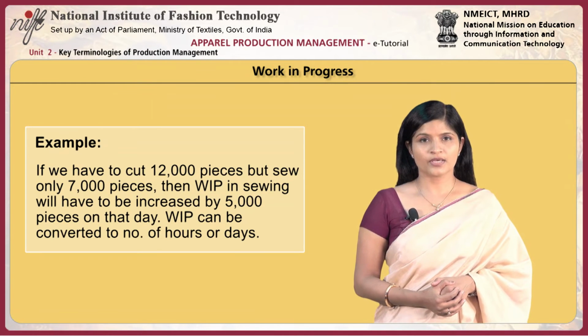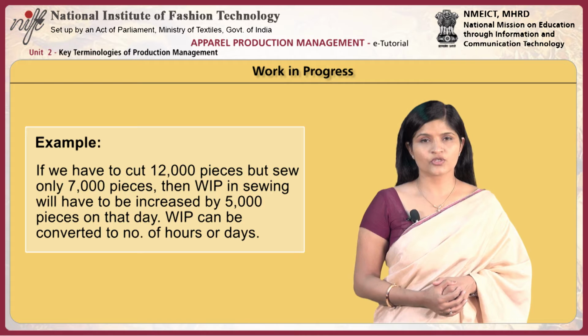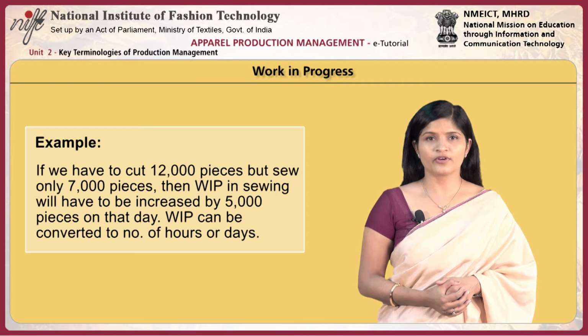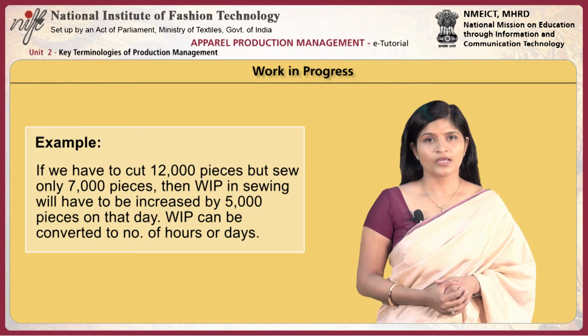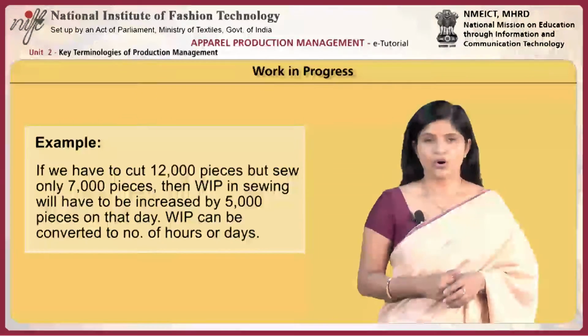Work in progress, or WIP, for the garments can be expressed in number of pieces by recording daily production figures between each process and accumulating the difference between the sequential processes. For example, if we have to cut 12,000 pieces but stitch only 7,000 pieces, then WIP in the sewing will have to be increased by 5,000 pieces on that day. WIP can be converted to number of hours or days.